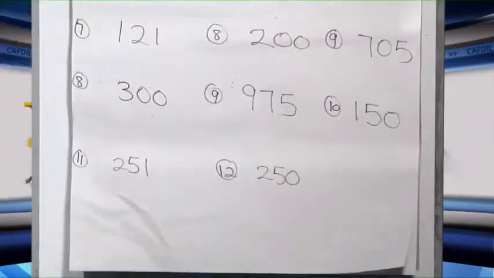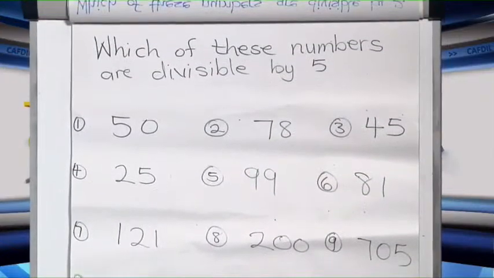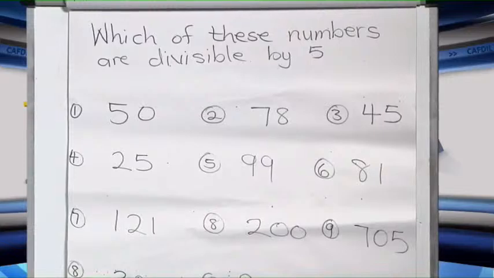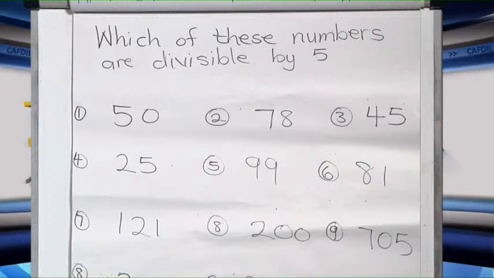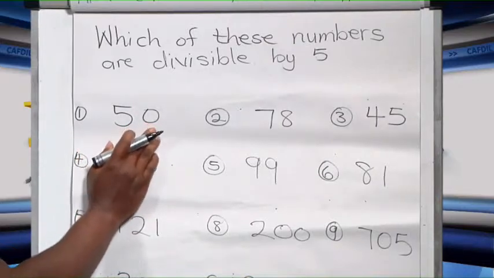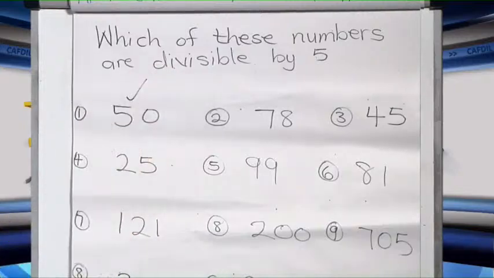Let's look at these numbers. Which of these numbers are divisible by 5? And I hope you have started writing them down. The first one is 50. Is it divisible by 5? Let's check. We will check before we tick. 50, the last digit is 0. So 50 is divisible by 5.